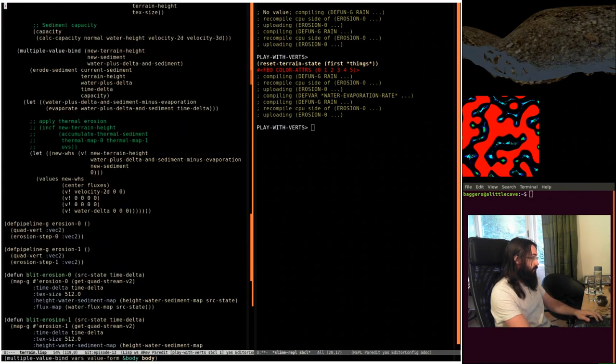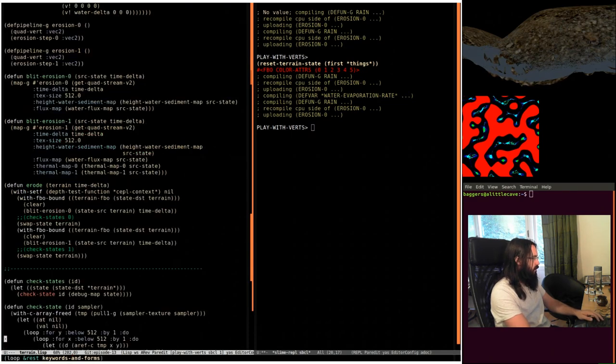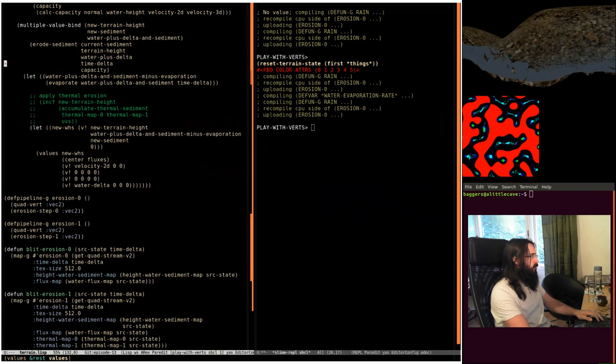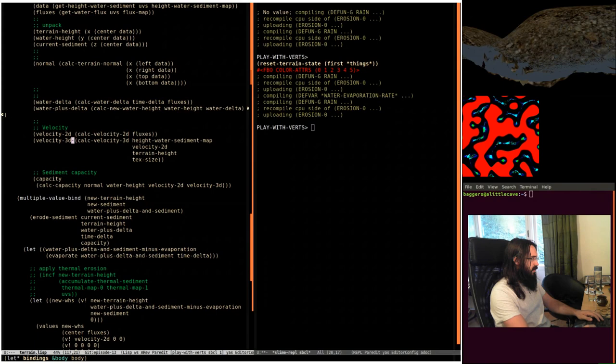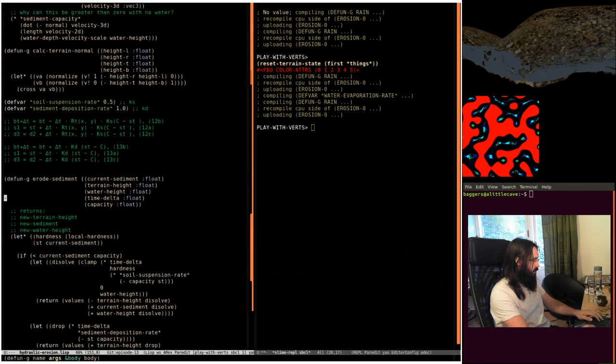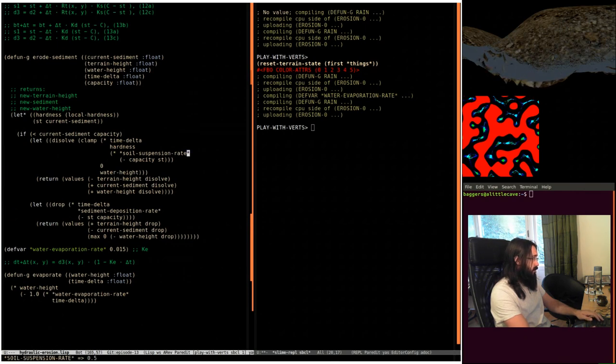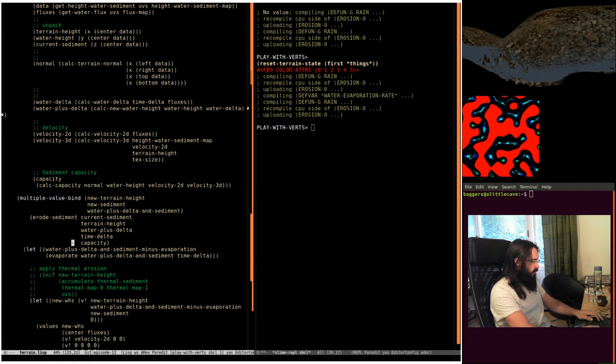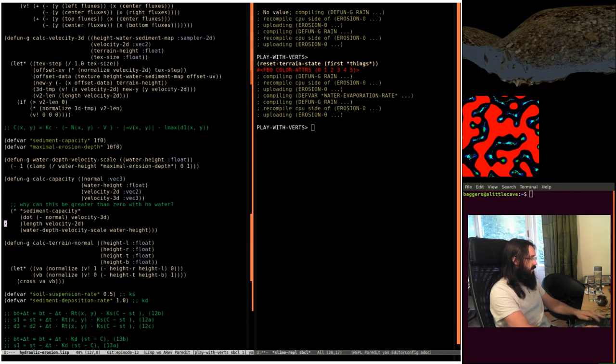Let's see if I can find it. Where's the ramp? Not there. It's got to be in step one. Velocity 2D, velocity 3D, capacity, erode sediment's gonna be in there. And it is going to be in, let's have a look. Let's have a look at water height and see where that goes. Time, hardness, sort of suspension rate, capacity. Nope, I'm not seeing it here. Maybe what capacity was involved. Water depth velocity scale, that was it down here.